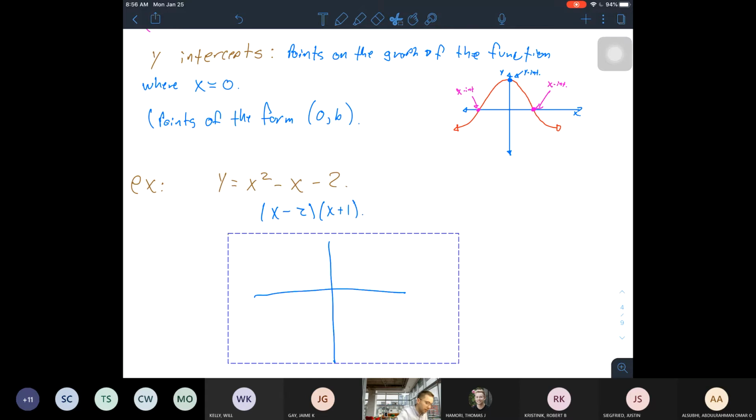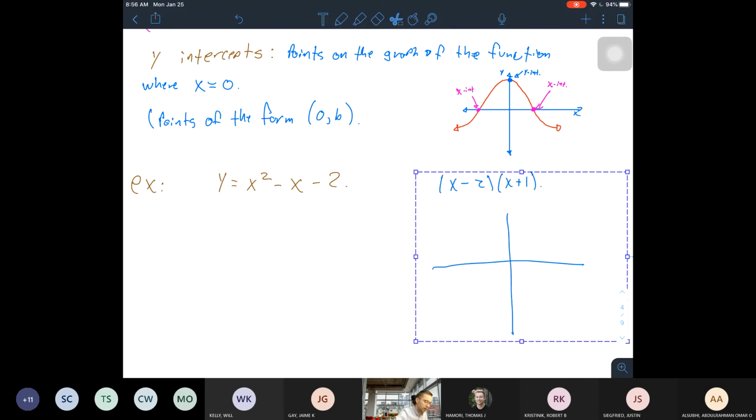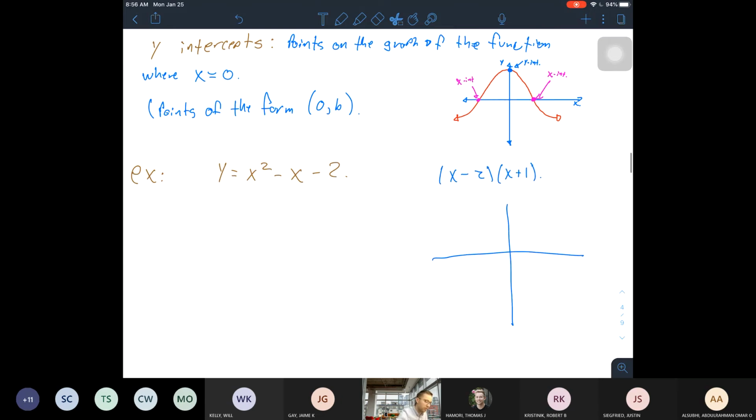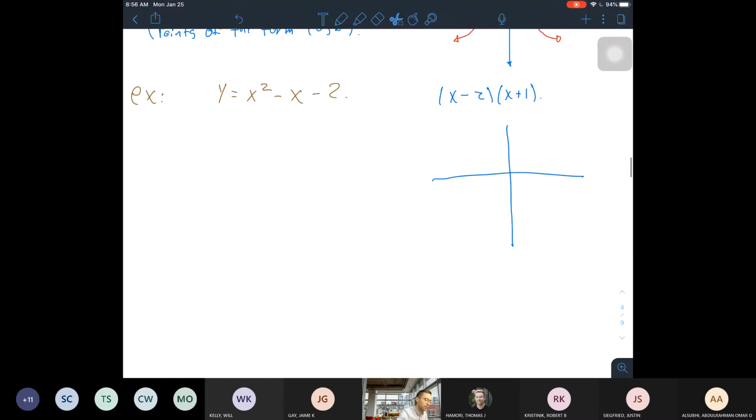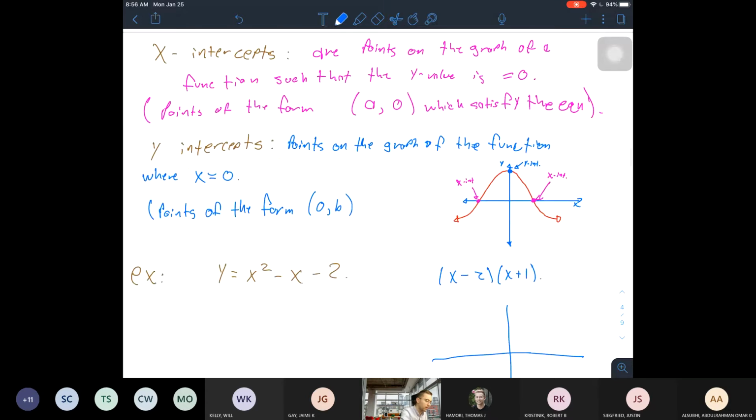And maybe I'm getting a little bit ahead of myself, actually. Why don't we leave this over here. Keep that in mind, save that if you've written it down already. But first, let's talk about how to find an X-intercept and a Y-intercept.